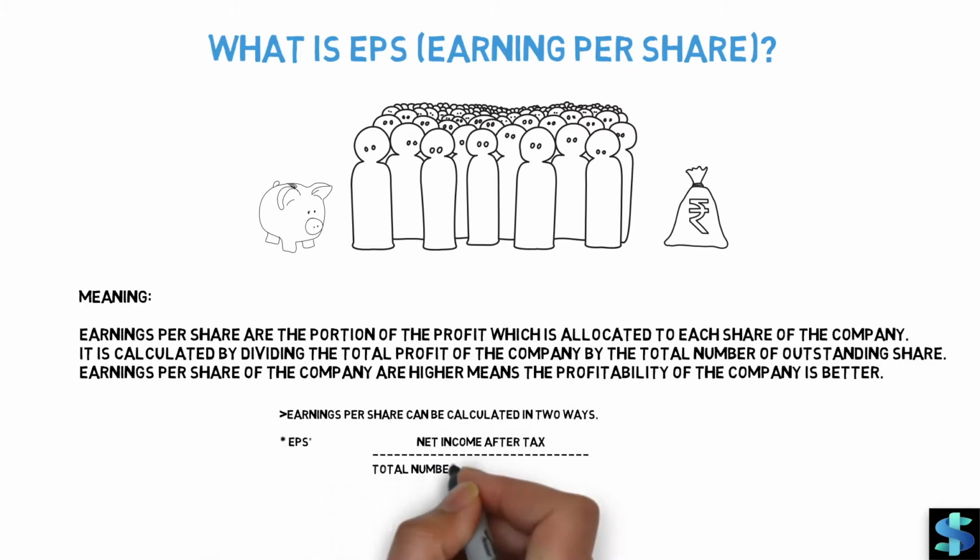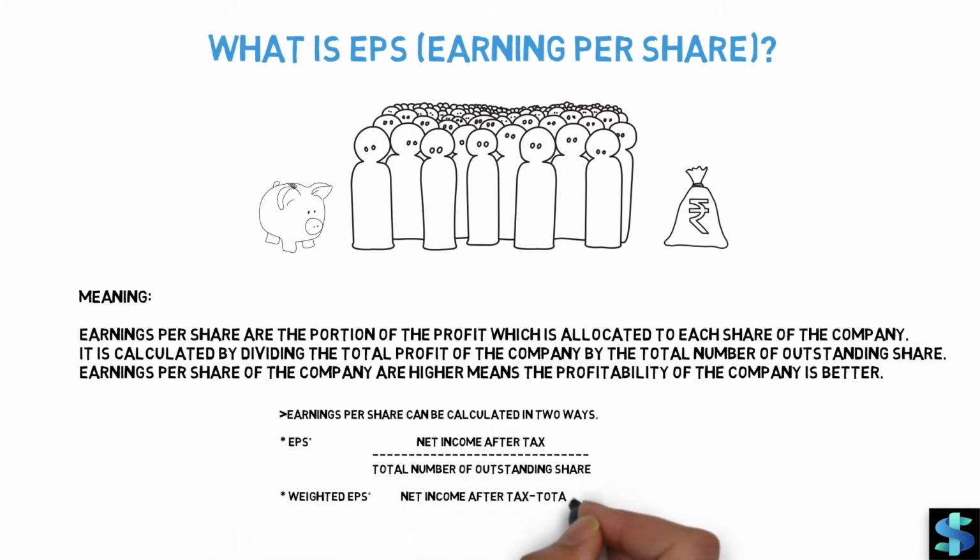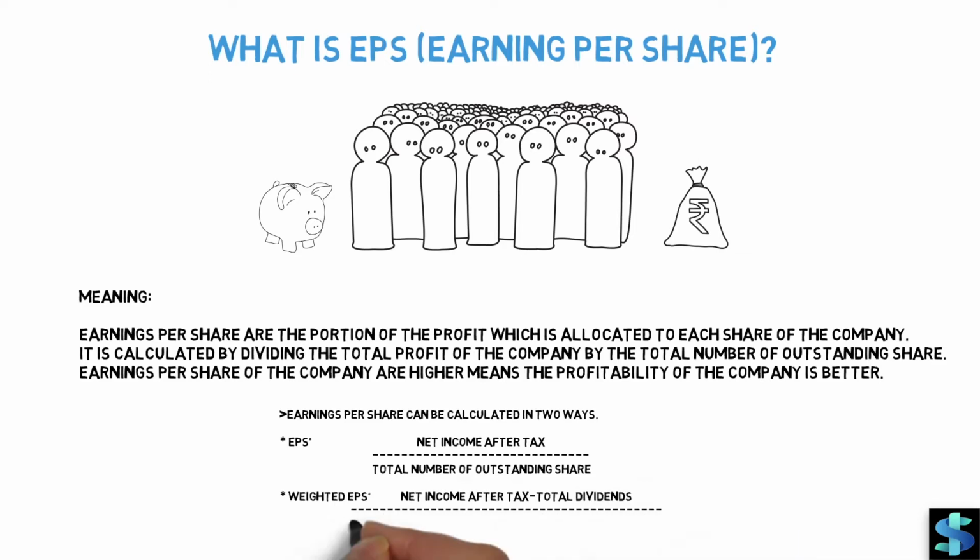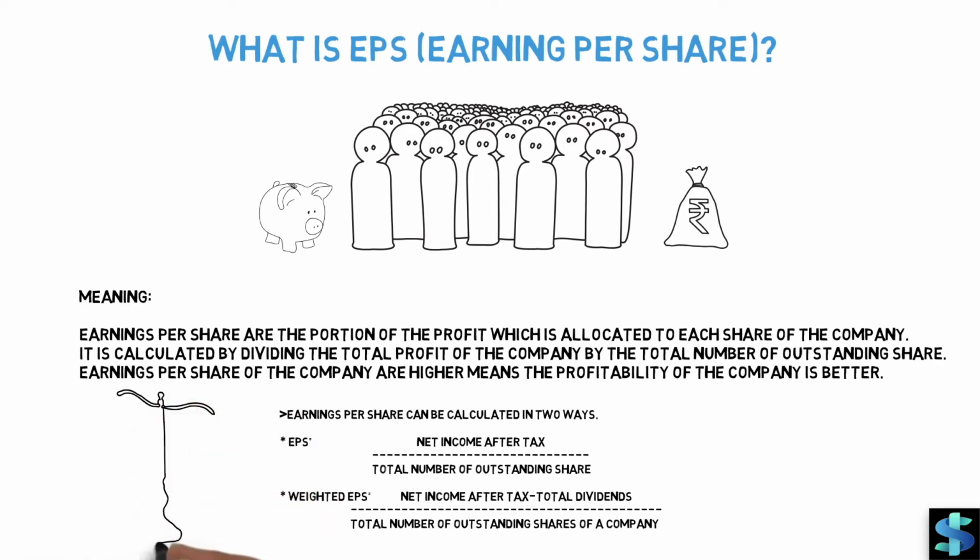EPS, which is equal to net income after tax divided by the total number of outstanding shares, and weighted EPS, that is net income after tax minus total dividends divided by the total number of outstanding shares of a company. Weighted EPS is advisable to calculate because the number of outstanding shares changes over time. You must compare one company's EPS to another in the same industry so that you can get an idea of which company is better to invest in.